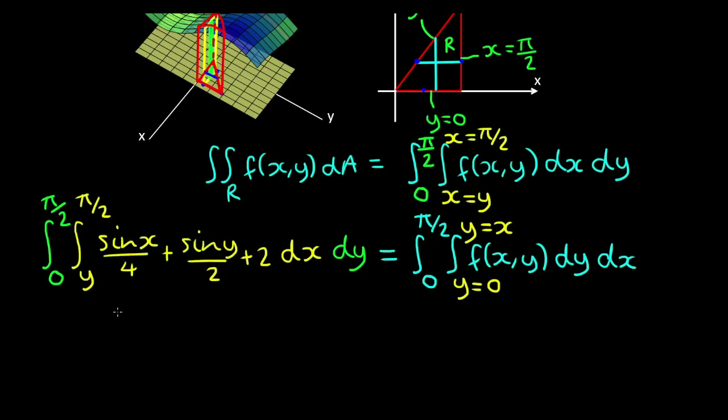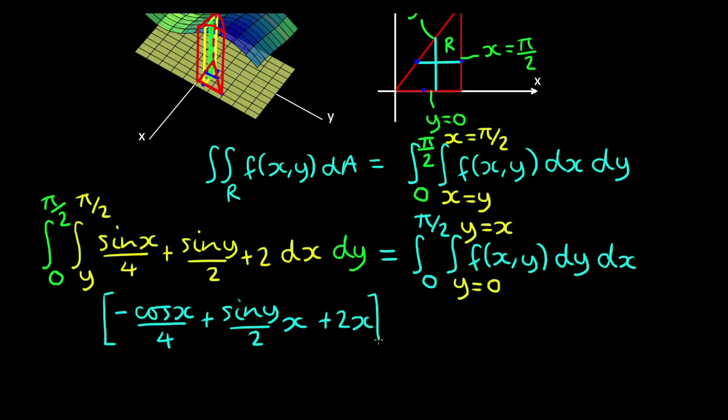So what we get is minus cosine x on 4 plus sine y on 2 by x plus 2x, and that's evaluated at x equals y and x equals pi on 2, and this result's integrated from y equals 0 to pi on 2 to give the volume of the solid.